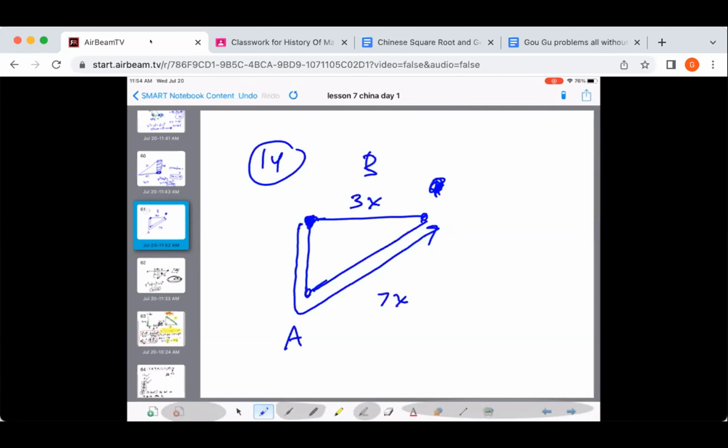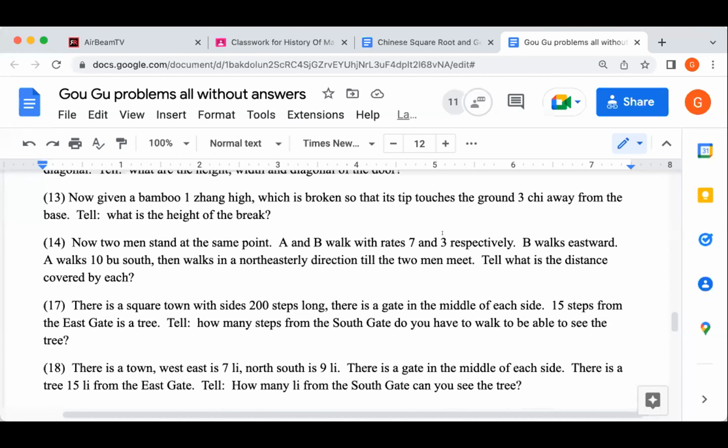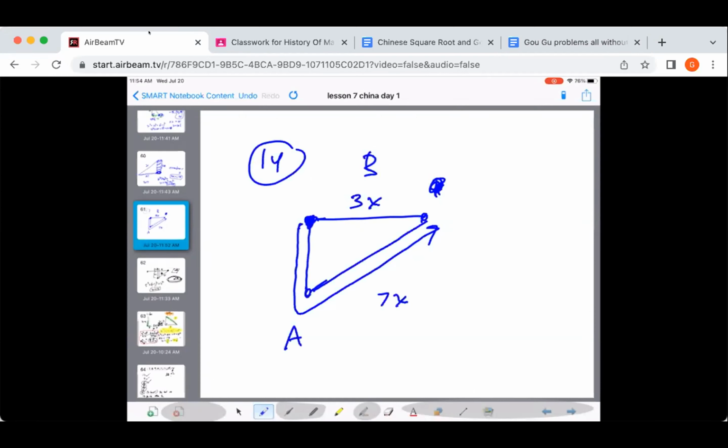And there's one more fact in this question. He walks 10 booths south. So we actually have a number here. This is 10, which makes this piece, because 7x was the whole thing, 7x minus 10. And that's our setup: 10 squared plus 3x squared equals 7x minus 10 squared.